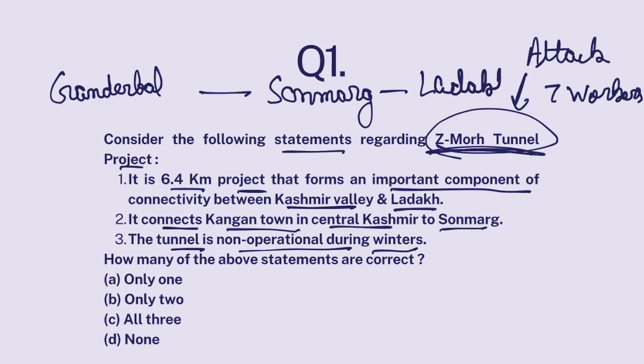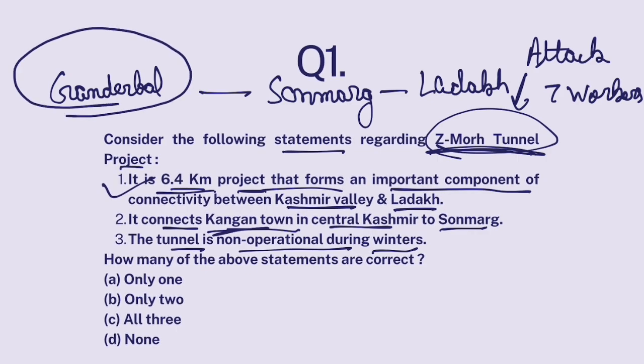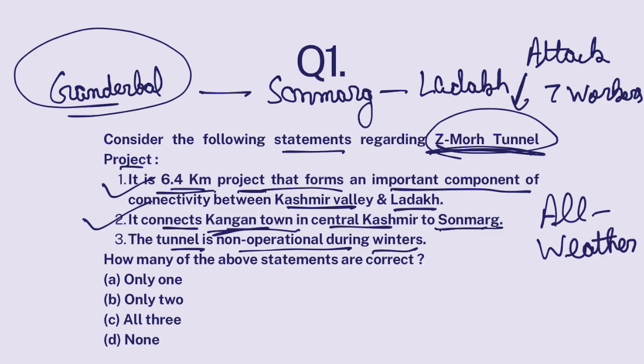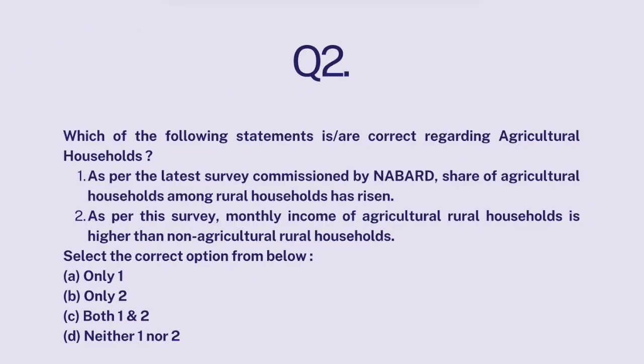So the Z-Mode Tunnel basically provides India with very good connectivity towards Ladakh, which is very important for moving troops into Ladakh also. It is a 6.4-kilometer project. Absolutely correct. It connects Kangan town in Ganderbal district to Sonmarg. Absolutely correct. Now, the best feature of this tunnel is that it is an all-weather tunnel. That means you can go to Ladakh or Sonmarg any time of the year. It is open all year round. So this part is false. Only one is correct.